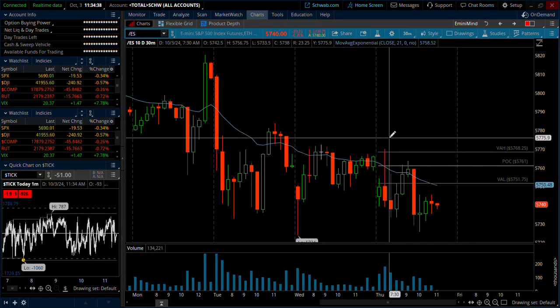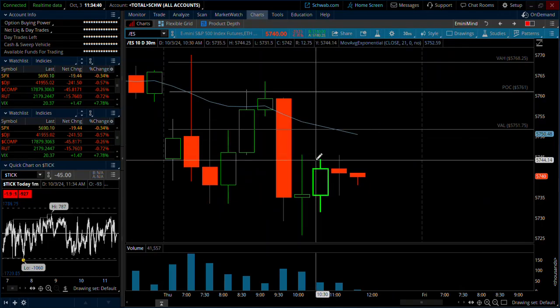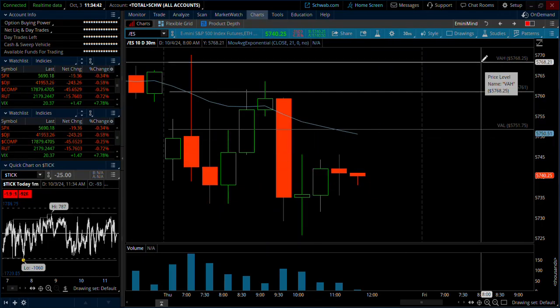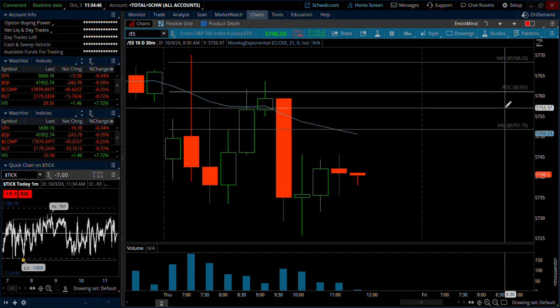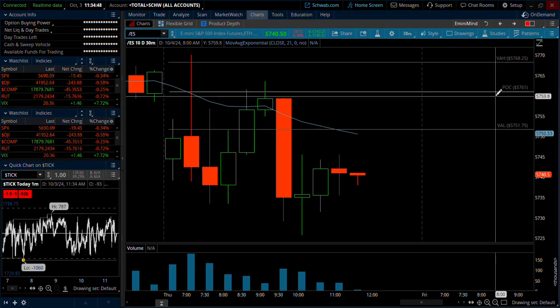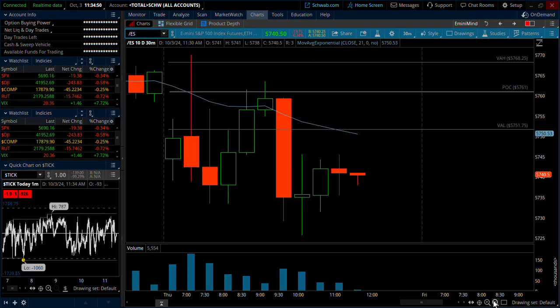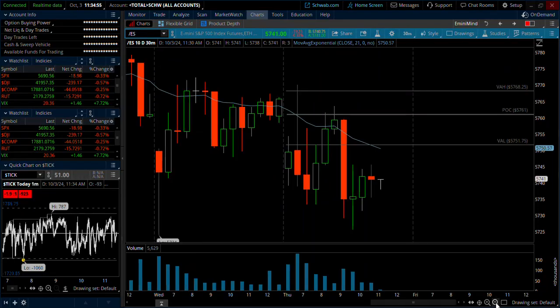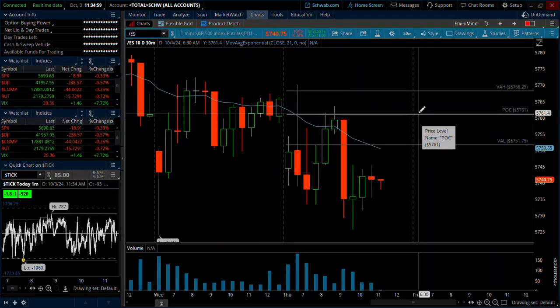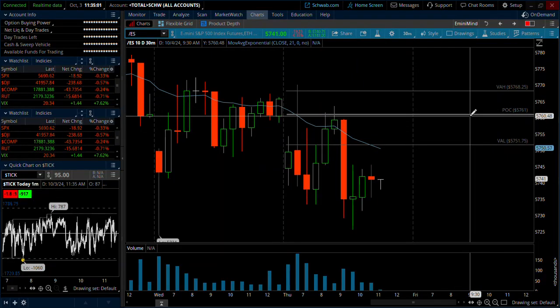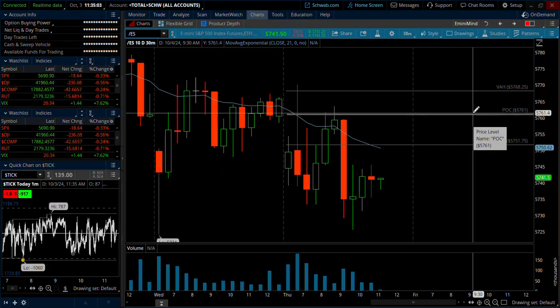You have three lines essentially here. We have value area high, which is the top of the range, value area low, which is the bottom of the range, and then this POC stands for point of control. That is where the biggest volume overlap took place in the prior day. All three of those can end up being very good support and resistance points.